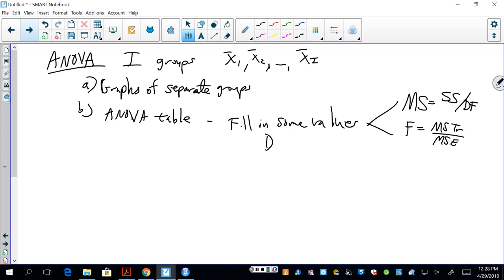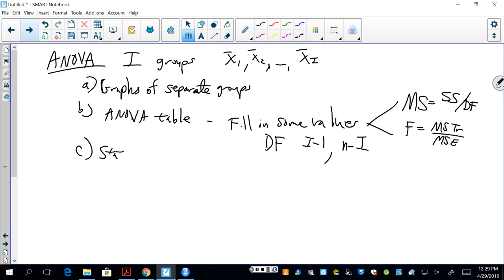Degrees of freedom is I minus 1 for groups, one less than the number of groups. And then there's n minus I, the total sample size minus the number of groups, for the error. So there's a couple of things in there that can be filled in without a lot of computation. What's the SS again? Sum of squares. So there's usually a degrees of freedom column, sum of squares, mean square, and then F.